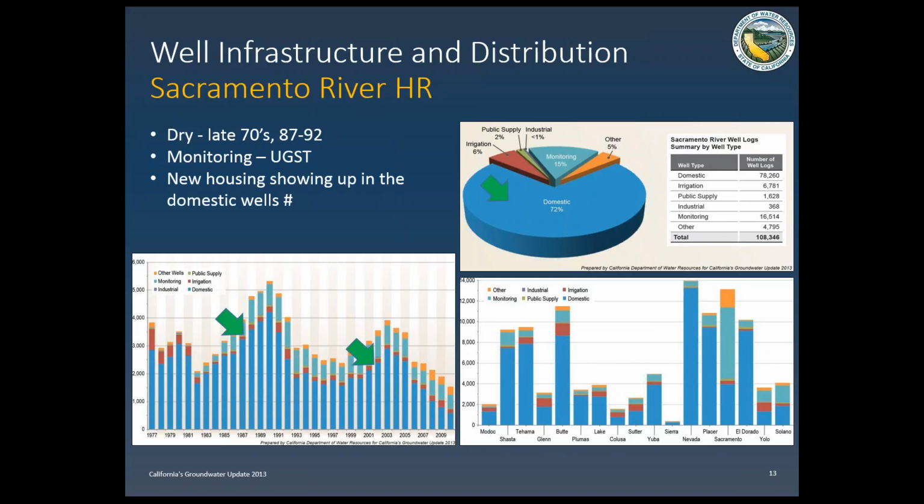And we've done a complete switch from the San Francisco region, where domestic wells now represent 72% of all the wells being installed as opposed to monitoring at only 15%. The mountainous areas such as Nevada, El Dorado, Placer, the foothills, are showing the greatest number of domestic wells, but also in the Central Valley, Shasta, Tehama, and Butte are showing quite a few domestic wells. Butte is picking up the majority of all the irrigation wells by volume here.